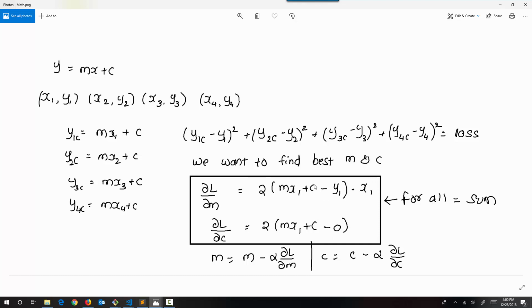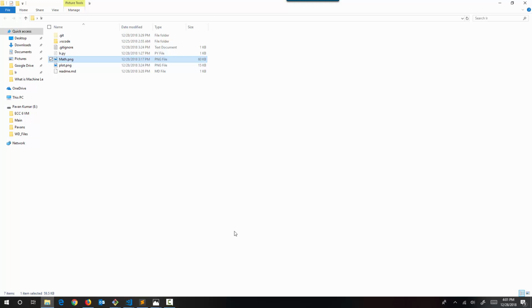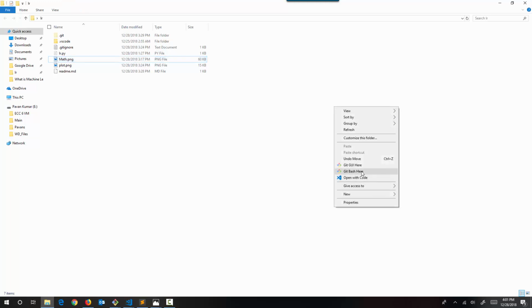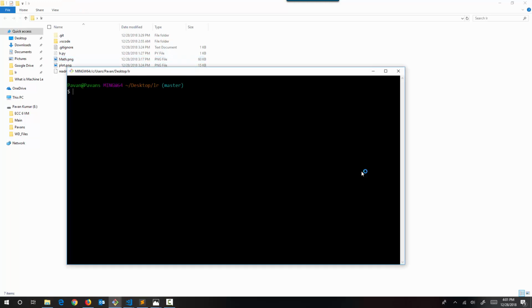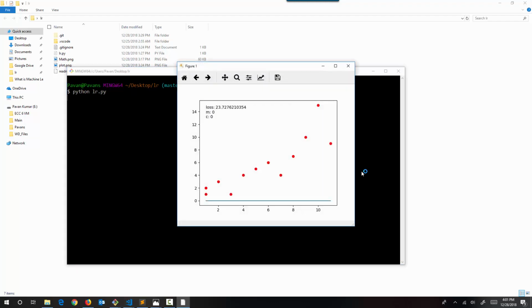So what we have to do is repeatedly adjust m and c in such a way that the line is aligned properly. To show you the way that output looks like, let me execute the program.